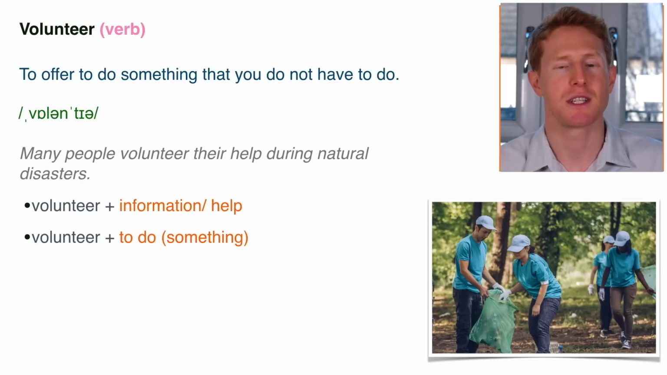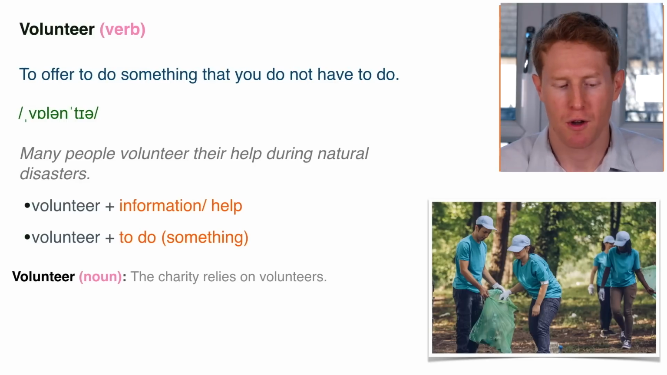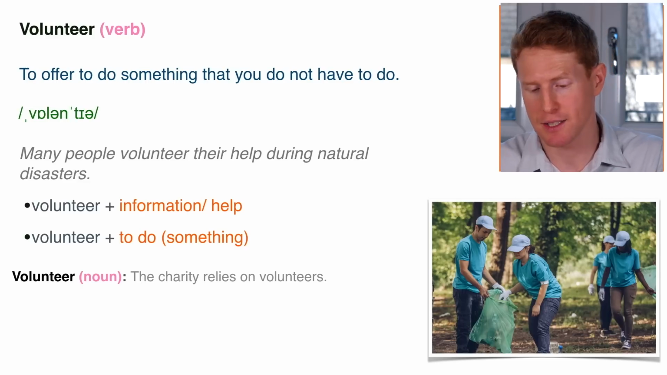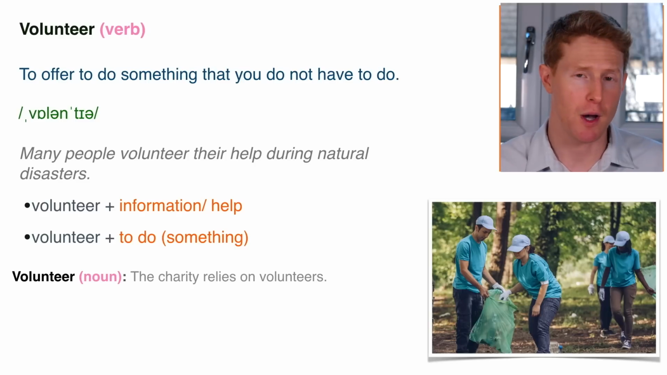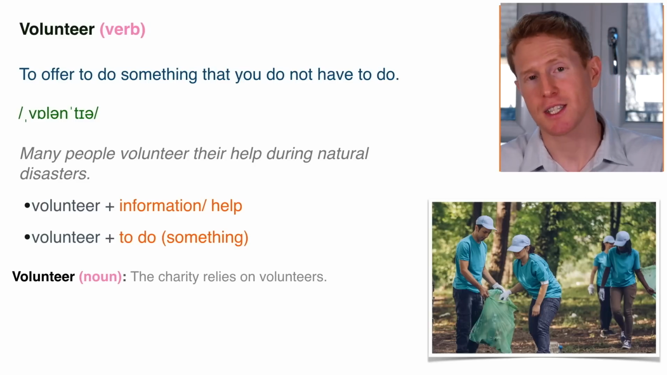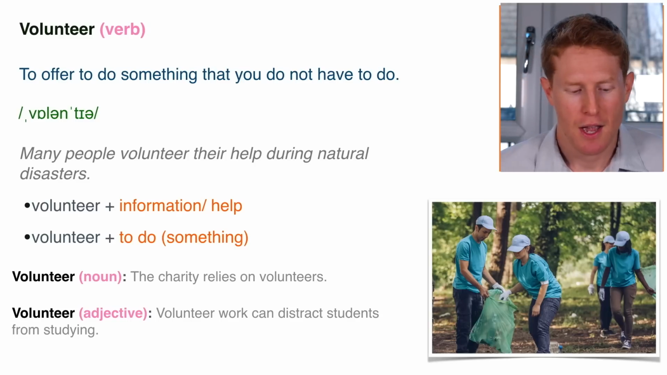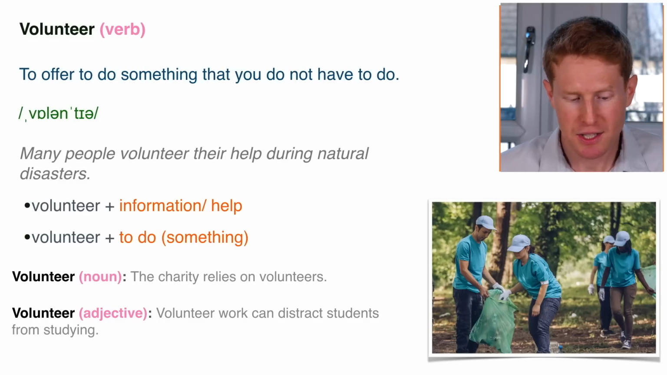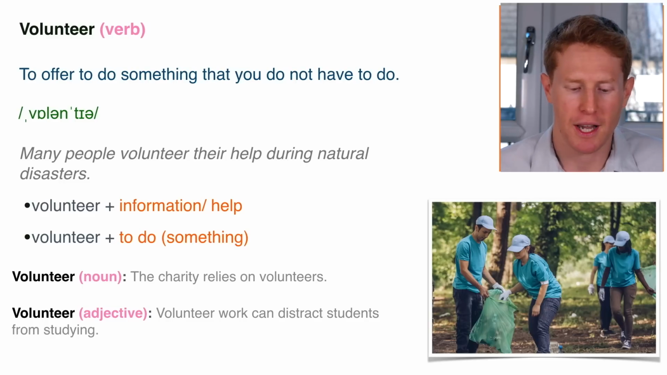And like I mentioned, there's different parts of speech. So we have the noun, volunteer. The charity relies on volunteers. So we can use volunteer as a verb. And we can talk about volunteers, the noun. And we can also use volunteer as an adjective. But volunteer work can distract students from studying.